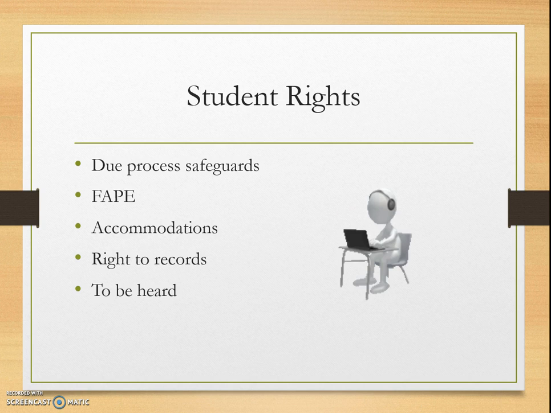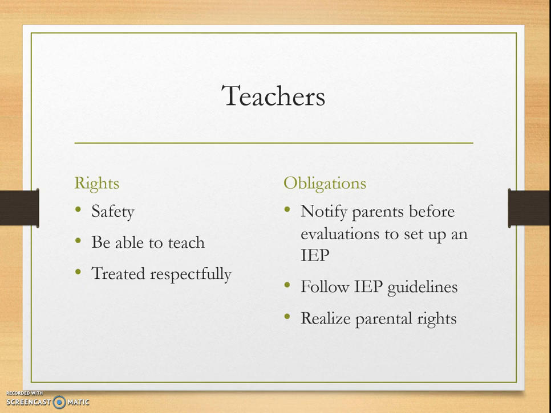Next, we'll talk about student rights. A student has the right to due process safeguards, free and appropriate public education, accommodations and modifications if necessary, a right to their own record, and the right to be heard in their IEP and their goals for their own education. Next, we'll discuss teachers.